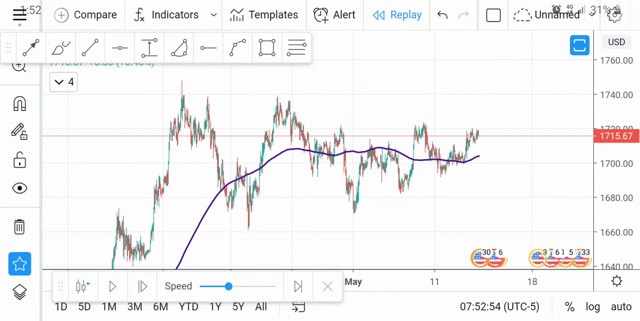So you can use this strategy to trade both uptrend and downtrend. If the market is in an uptrend, like in this case, this is my 200 period moving average, the purple line on my charts. You can see this is an uptrend, price is above the 200 period moving average.